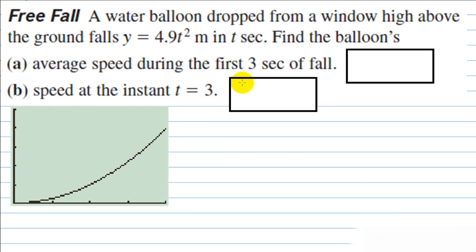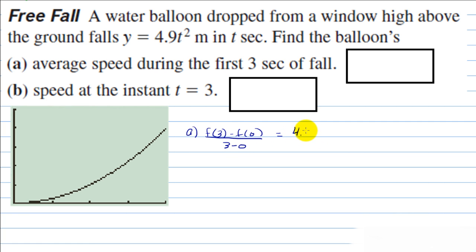We have a free fall. A water balloon dropped from a window high above the ground falls y equals 4.9 t squared meters in t seconds. Find the balloon's, first of all, A, average speed during the first 3 seconds of fall. This is just the slope of the secant line. So in letter A, it's going to be f of first, how many? 3 seconds. f of 3 minus f of 0 over 3 minus 0.